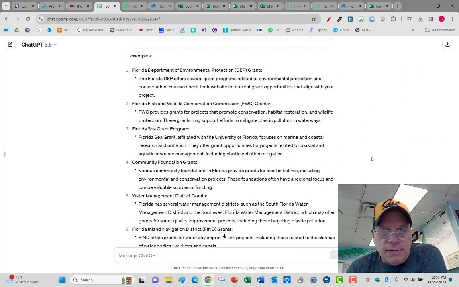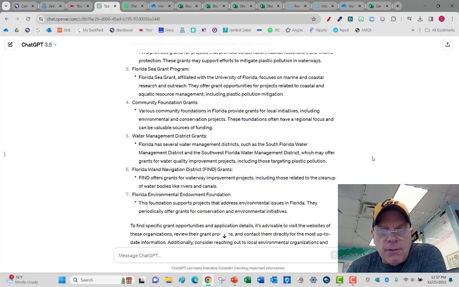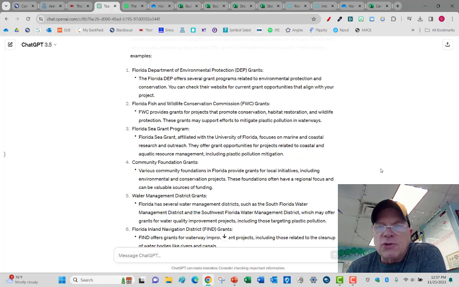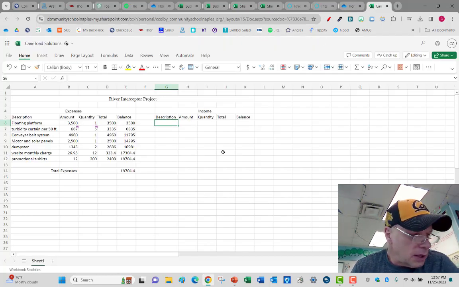And it listed many. Now, at this point, if I were really doing this, I would start to research some of these grants, find some websites that describe how much money is available in those grants, and I could start to list some of those things as income.